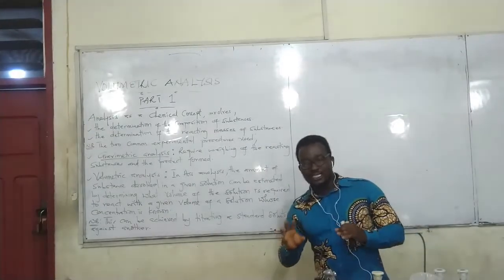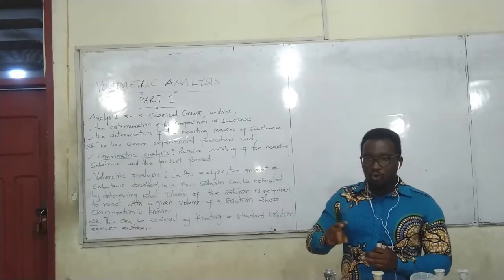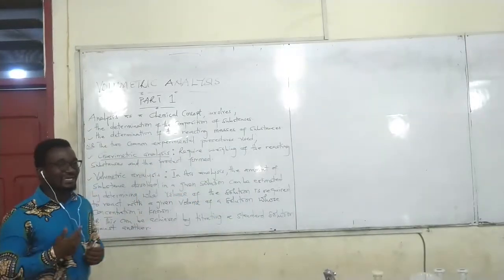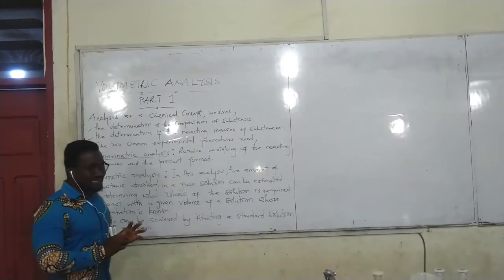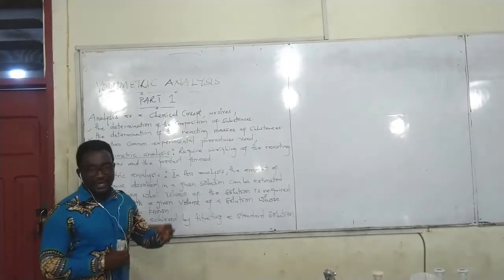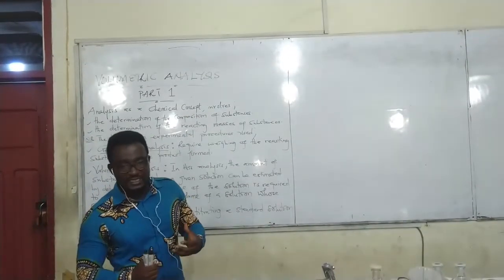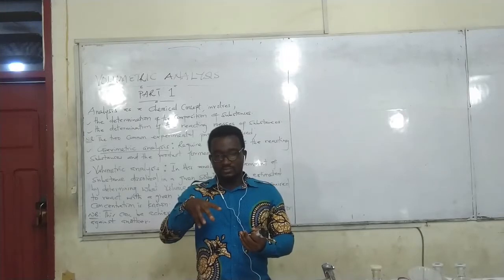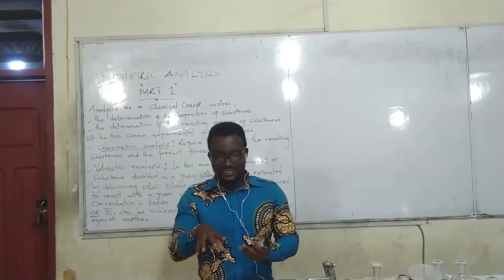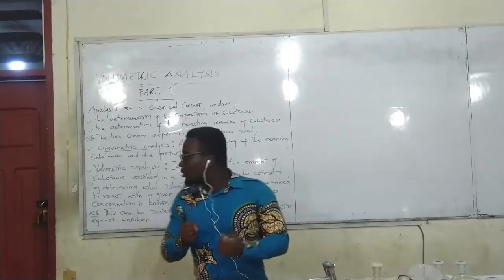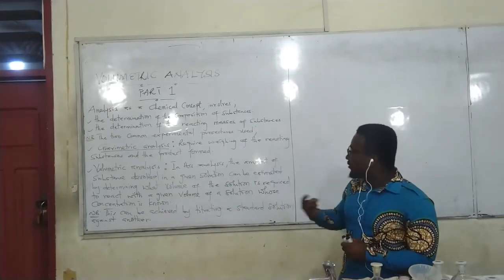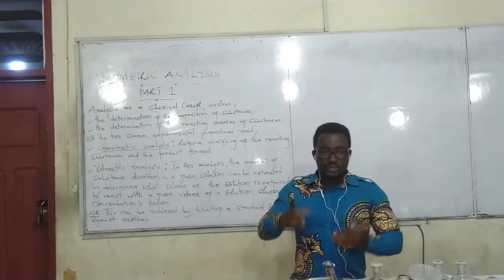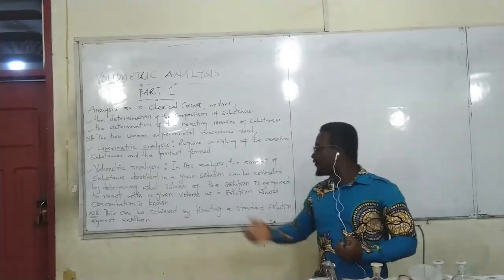Therefore, we have two common experimental procedures that always aid us in this form of analysis. One, gravimetric analysis. Gravimetric analysis, what comes to mind? You know, the root word is gravity. When we talk about gravity, we are talking about the weight, the force exerted on a body. So technically, you look at the weight. Gravimetric analysis requires weighing of the reacting substances and the product that will be formed out of it.